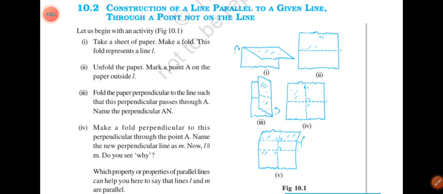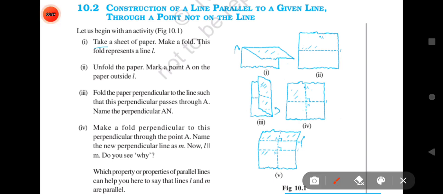Construction of a line parallel to a given line through a point not on the line. Let us begin with an activity. 1. Take a sheet of paper. Make a fold. This fold represents a line L. 2. Unfold the paper. Mark a point A on the paper outside L. 3. Fold the paper perpendicular to the line such that the perpendicular passes through A. Name the perpendicular AN.